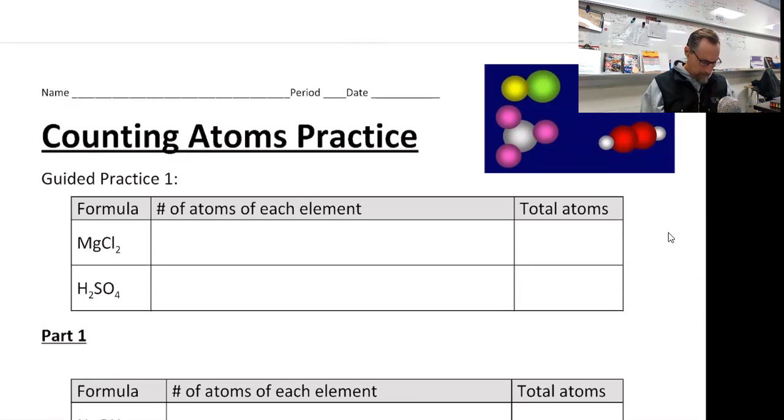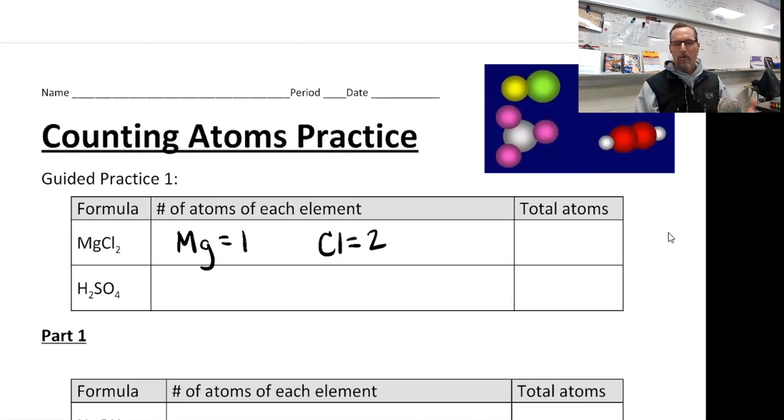So the first part here, we're just going to be counting the atoms that make up each of the compounds. And so the easiest way to do that is you can see I have the formula written there. And so I'm just going to write out each element and then we're going to count those atoms. The first one would be magnesium. And I can see there is one magnesium atom. And then the chlorine, I can see there's that little subscript there. So there's going to be two of those. So the total number of atoms is going to be 3.